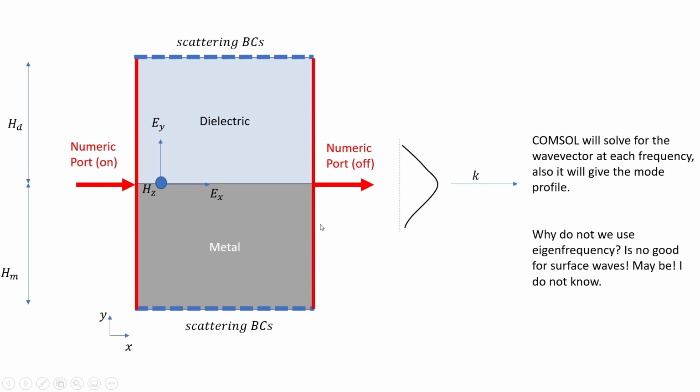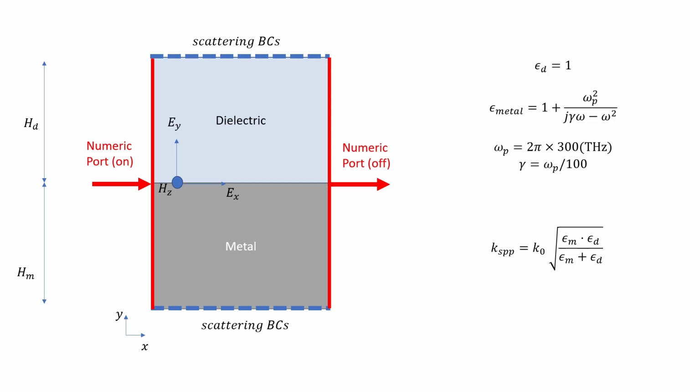Some of you may ask, why don't we use the eigenfrequency solver? The answer is, I actually tried this one, but I found that using the numeric port trick here is the best solution for these problems. What COMSOL will do is launch the mode here and get the wave vector for this mode and also give you the frequency of that mode, and then we can calculate the dispersion of the SPP.